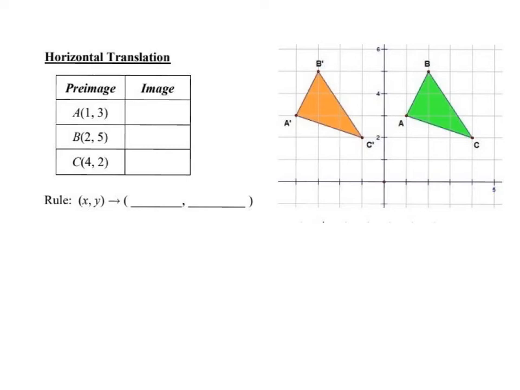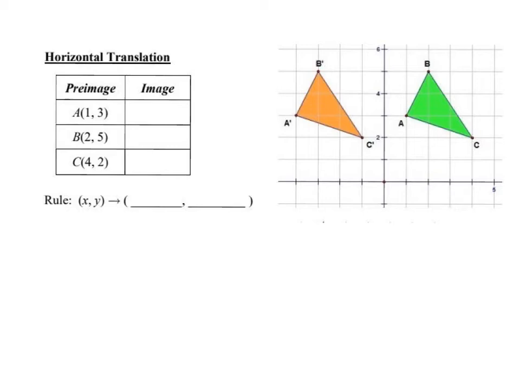Previously, you learned about rotations and reflections in the coordinate plane, and this lesson will introduce you to patterns for translations in the coordinate plane. So first, we'll begin with a horizontal translation, which just means your shape is translated either to the left or to the right on the coordinate plane.